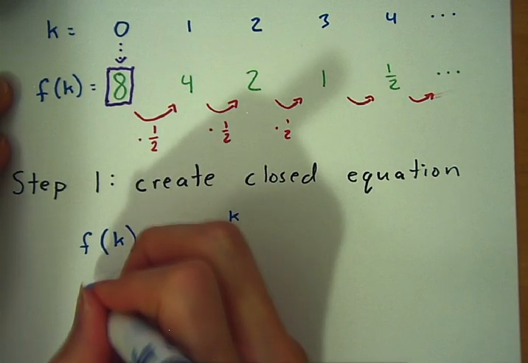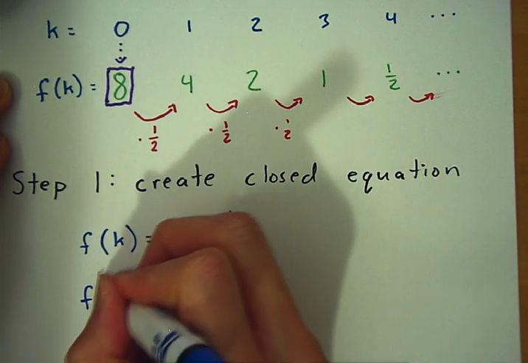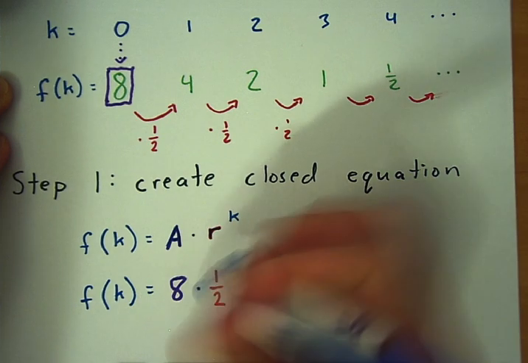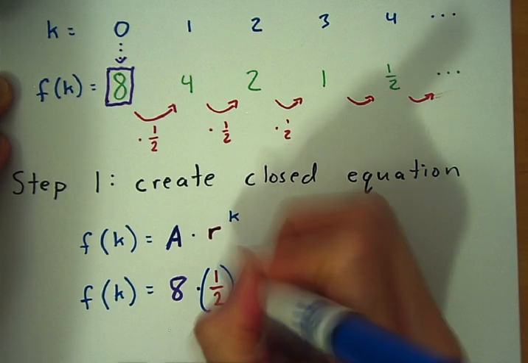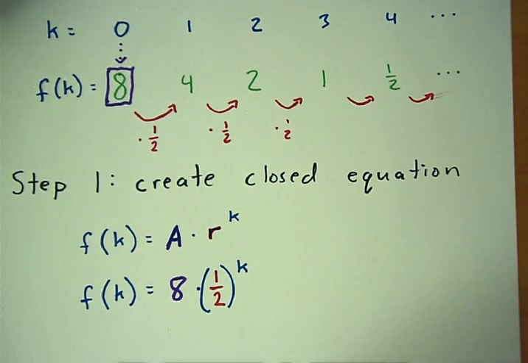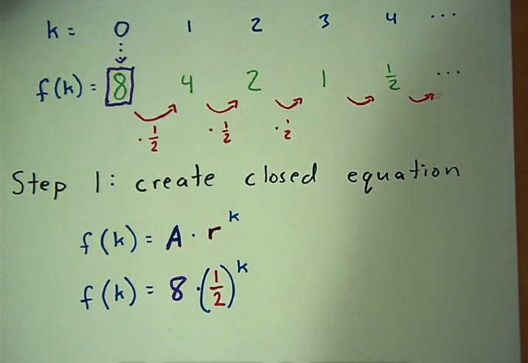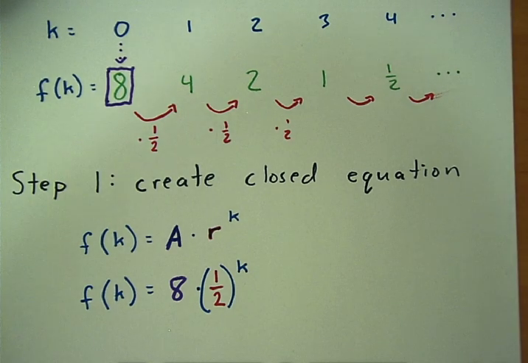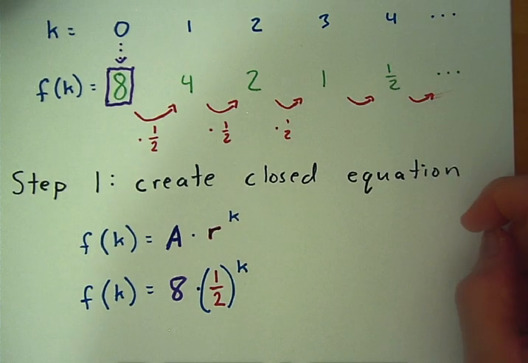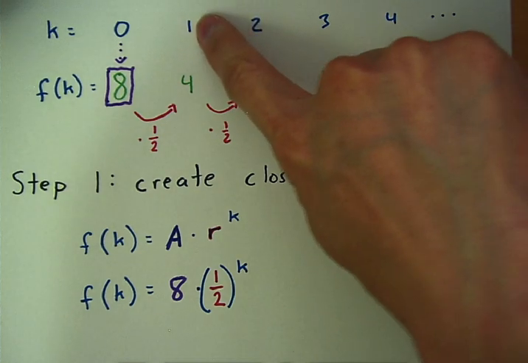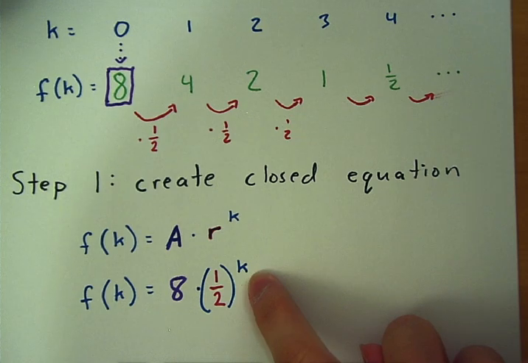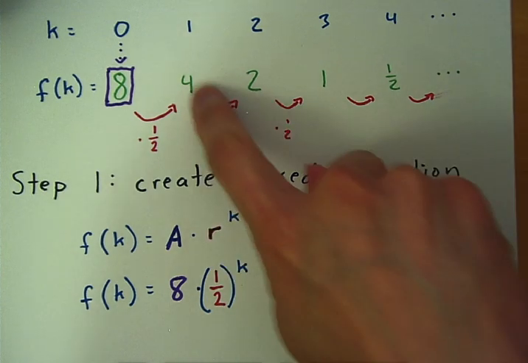So your equation for that sequence has this form: 8 times 1/2 to the k. If you want to check that you're correct, you can just plug in some of these numbers. For example, if you plug in 1, 1/2 to the 1 is 1/2. 1/2 times 8 will give you 4.